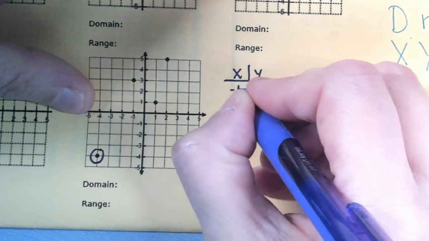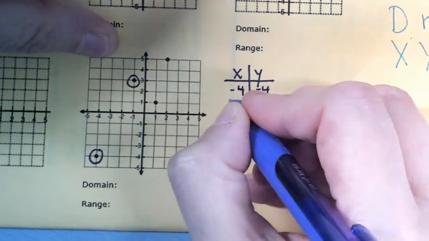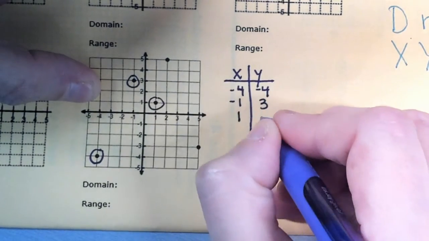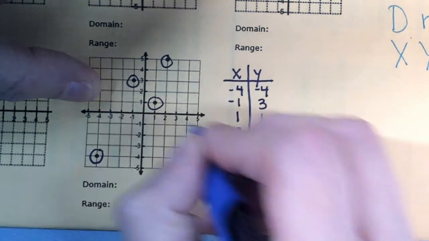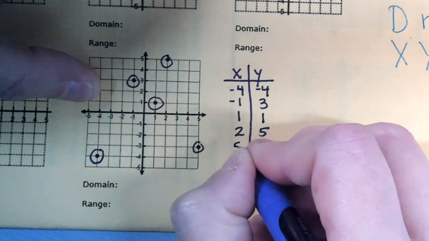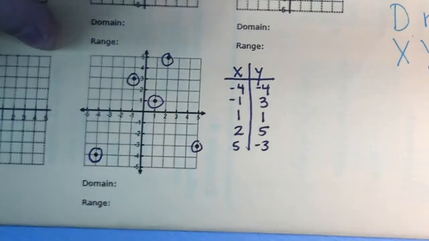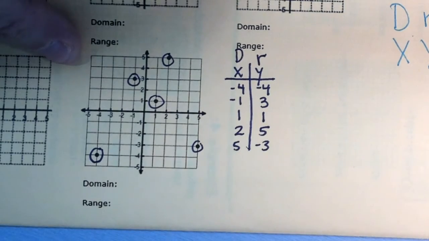Okay, so I have -4, -4. I have a point here at -1, 3. I have a point at 1, 1. Got a point at 2, 5. And then I've got a point at 5, -3. Do you guys agree with this? Okay, since I'm finding domain and range, I'm going to put DR at the top of my table.